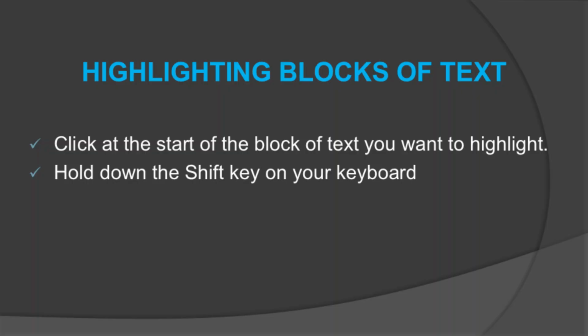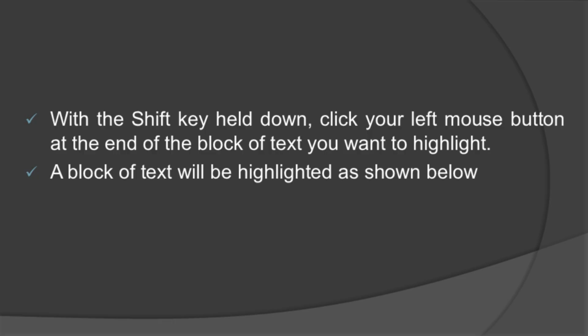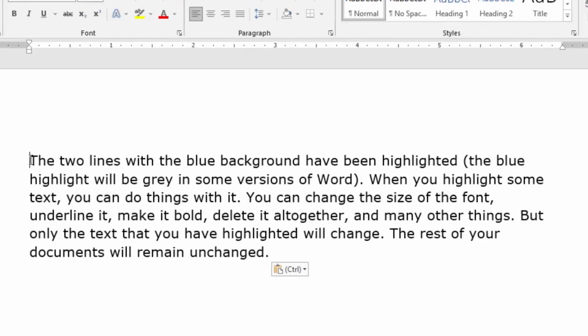Highlighting blocks of text. This one is a little trickier, but not too tricky. To highlight a block of text, do the following. Click at the start of the block of text you want to highlight. For practice purposes, click just before the letter I of "it has come" on the first line. Hold down the Shift key on your keyboard. The Shift keys are the ones with the block arrows on them, pointing upwards. You hold down a Shift key if you want a capital letter. With the Shift key held down, click your left mouse button at the end of the block of text you want to highlight. A block of text will be highlighted.